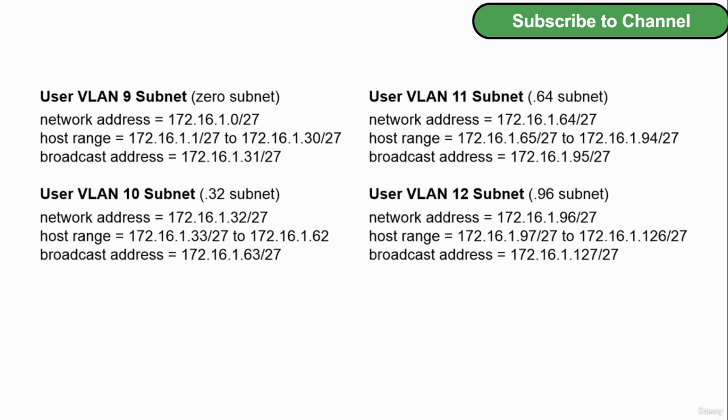So in this case, I've got the 4 user VLANs, 9 through 12. So 9 is going to get the 0 subnet, 10 is going to get the 32 subnet, and 11 will get the 64 subnet, and 12 will get the 96 subnet. The same process. You start with 0, and then you add 1 through 30, and that's the host range, and then 31, and then so on for each one. All 4 subnets are accounted for.